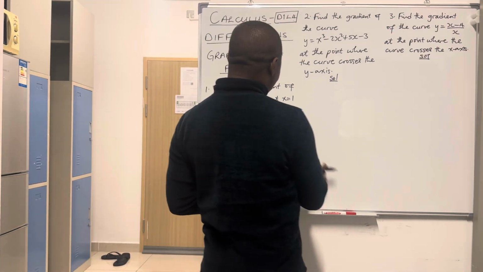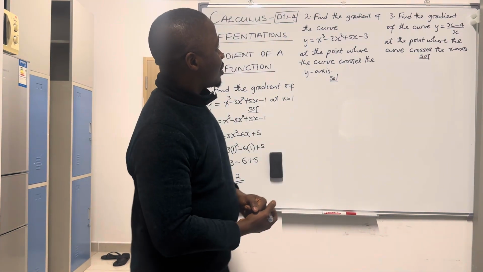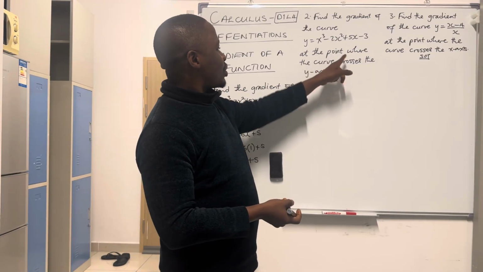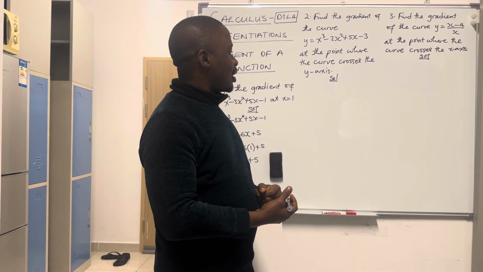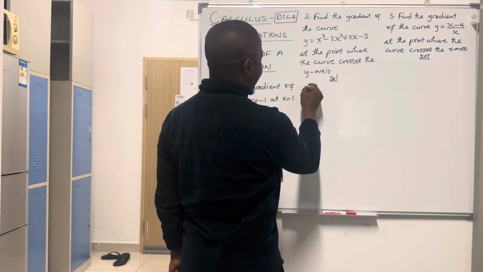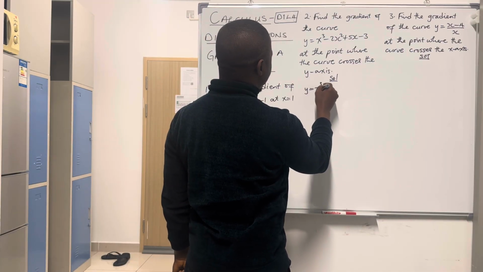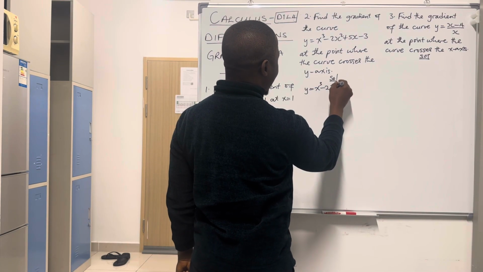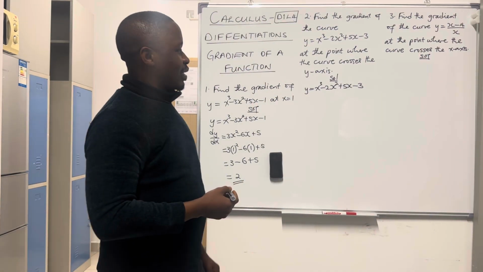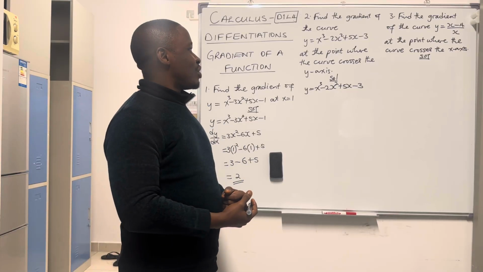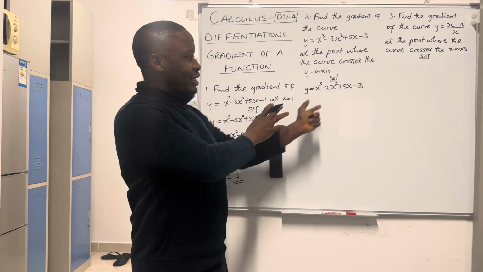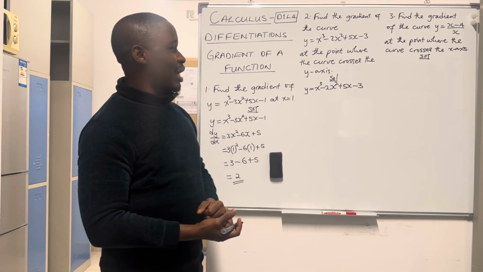Okay, we have a more interesting one here. We want to find the gradient of this curve at the point where the curve crosses the y-axis. First of all, let's find the gradient. Y is x cubed minus 2x squared plus 5x minus 3. Here is the function that we are given. We want to find the gradient. Let's forget about the remaining part for now. Let's find the gradient and see what comes after.